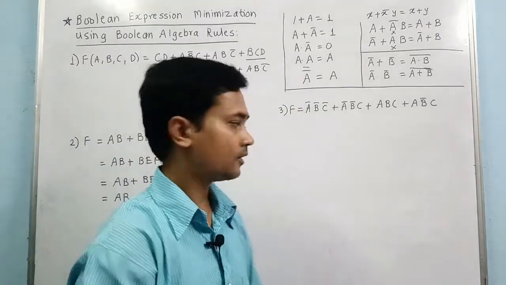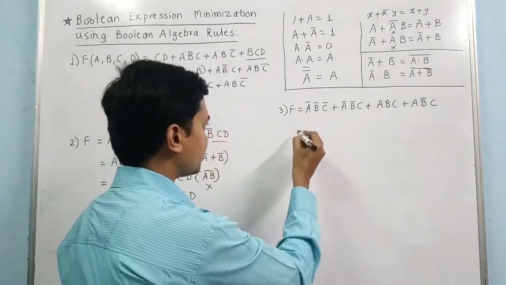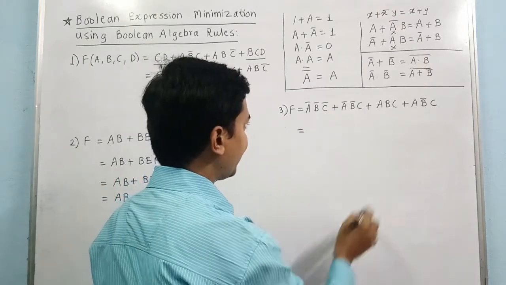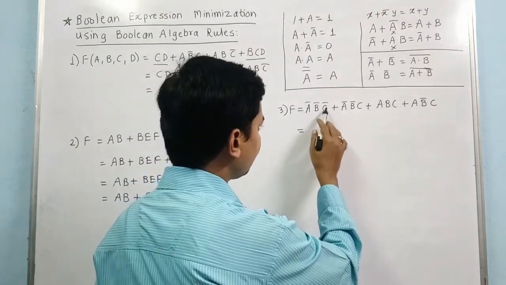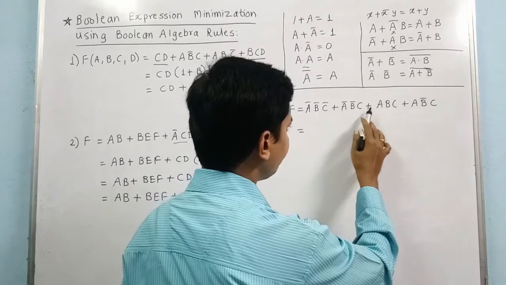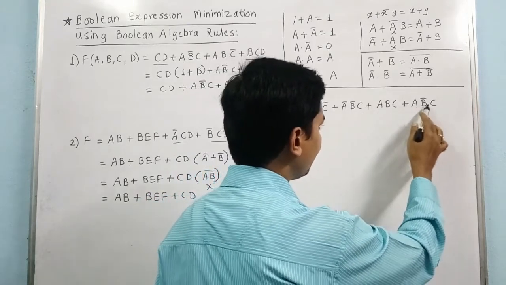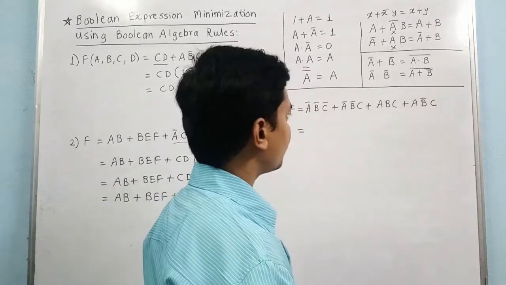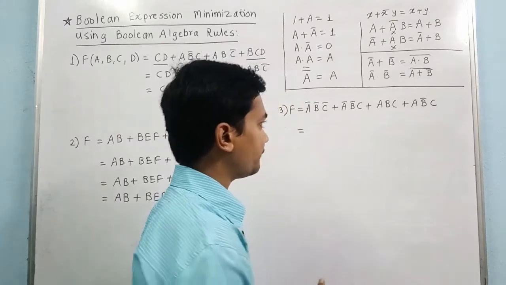Now let us come to the third example. So here the expression is given as a bar b bar c bar plus a bar b bar c plus abc plus ab bar c. Okay, so how can we reduce it?